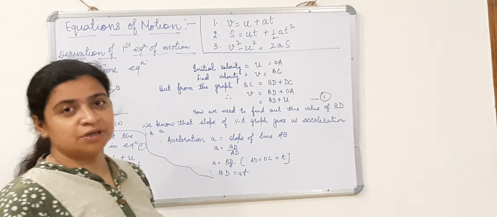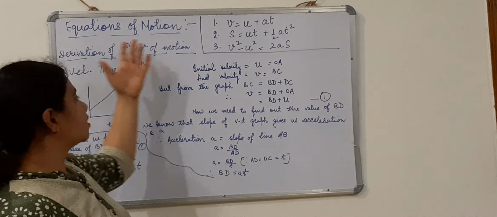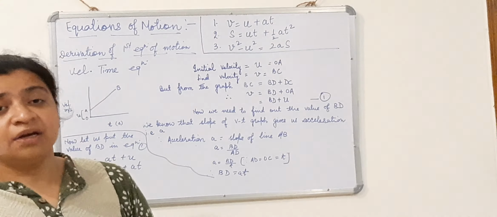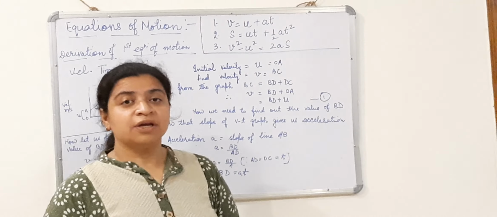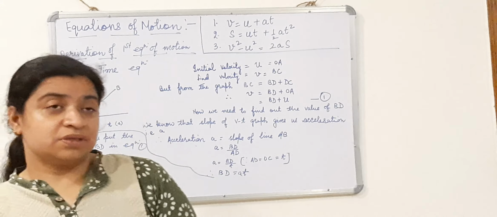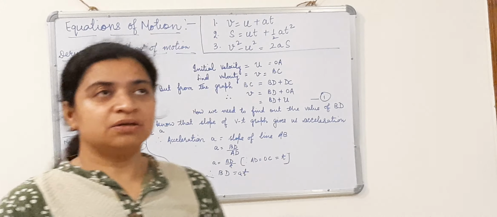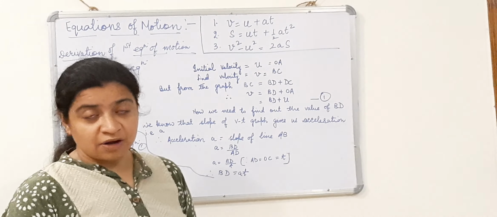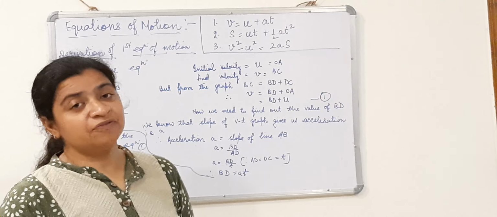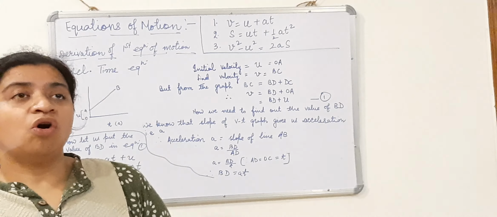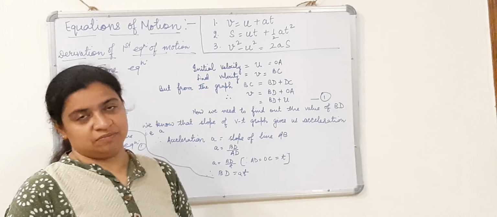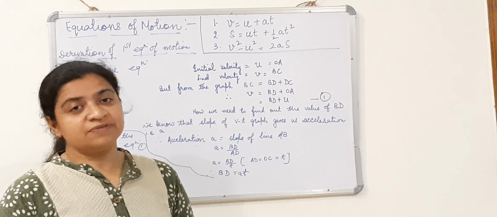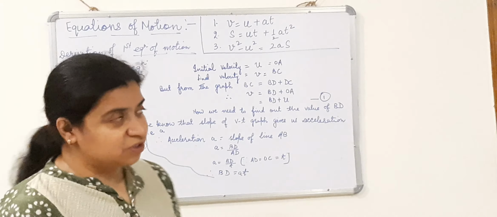Lesson, motion. The last topic in our lesson is equations of motion. We have done the graphical representation of motion. We have seen how to find out the speed from the distance time graph, as well as from the velocity time graph you can find out the acceleration, or you can also find out that the area enclosed under the velocity time graph gives you the position or the distance of the object.